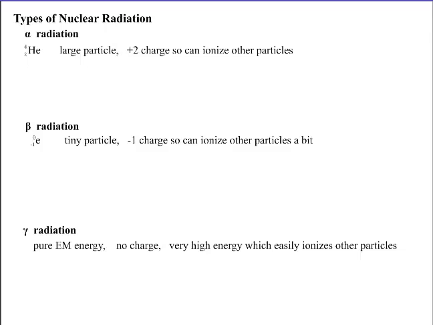Let's look at types of nuclear radiation that are produced. Types of nuclear radiation are the types of radiation that are emitted during nuclear reactions, during radioactive decay. So alpha particles are helium nuclei.